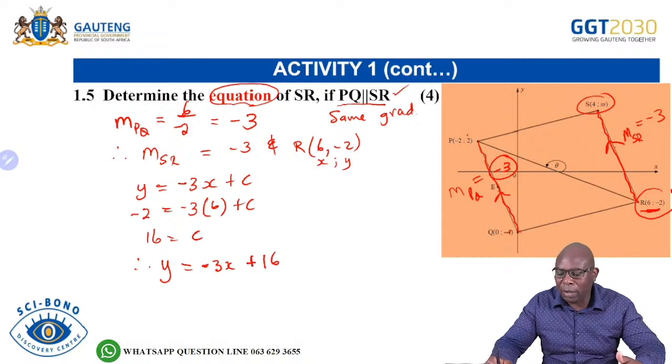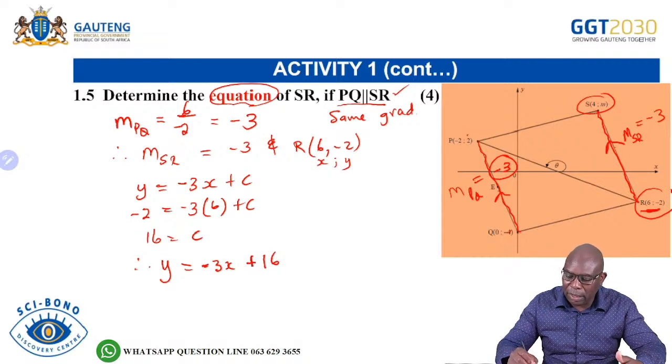How do I know I'm right? I know that the gradient of that line there, you can see it's a negative gradient, it's decreasing. And then this line goes there, and then there, it will pass at 16. If I continue with that line, it will pass the y value at positive 16. So I know I am correct.